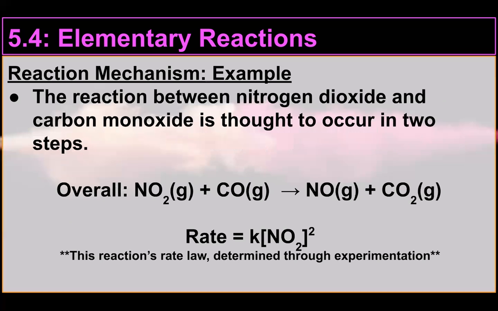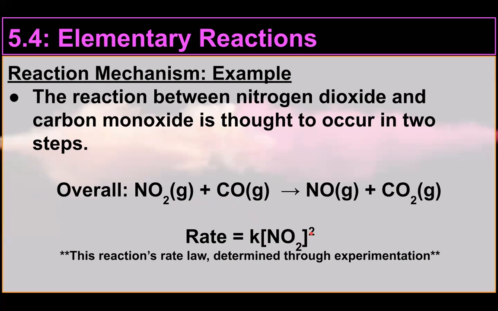So we're going to use an example here. Reaction between NO2 and CO to get NO and CO2. So this is the overall reaction. And this reaction has a rate law determined through experimentation, just like what we did before. So perhaps they took the starting concentrations of NO2 and CO and manipulated them over a few experiments. And in doing so, they determined that the rate law is equal to k times the concentration of NO2 squared.